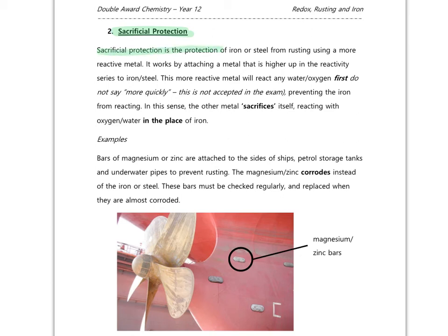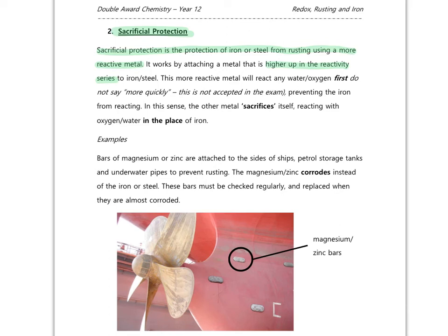Sacrificial protection is the protection of iron or steel from rusting using a more reactive metal. This is really, really important. This is the one at higher tier that they would most commonly ask about. Essentially what you do is you attach a metal that is higher up in the reactivity series. What we mean by the reactivity series is a list of metals in order of their reactivity, with the most reactive metal at the top, the least reactive metal at the bottom.